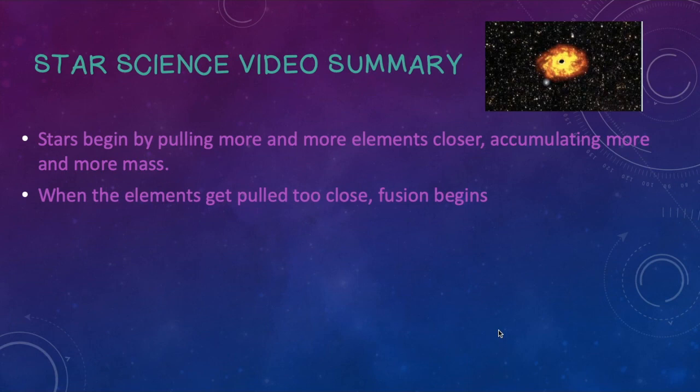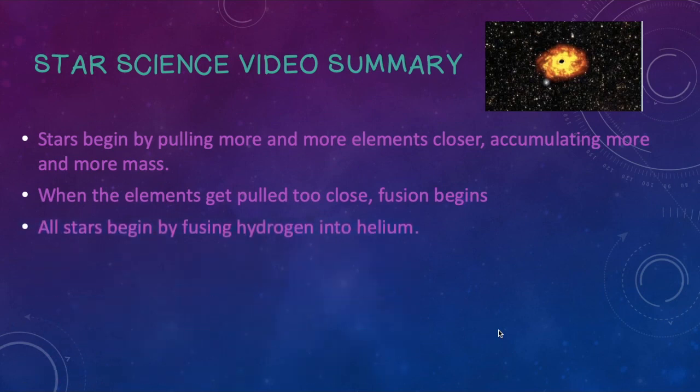The atoms can actually collide and combine, and you can create new elements. All stars begin by fusing hydrogen into helium. So you take one hydrogen and another hydrogen. When they collide, you get two protons. That's helium. And that just happens over and over again.